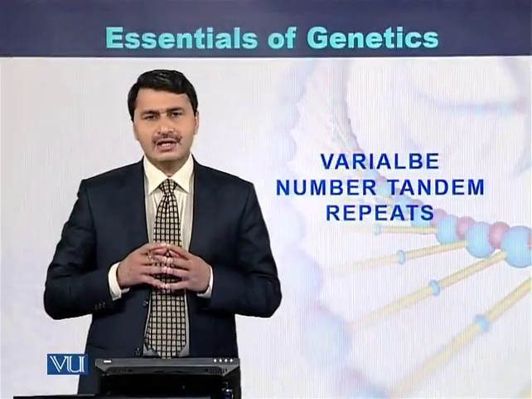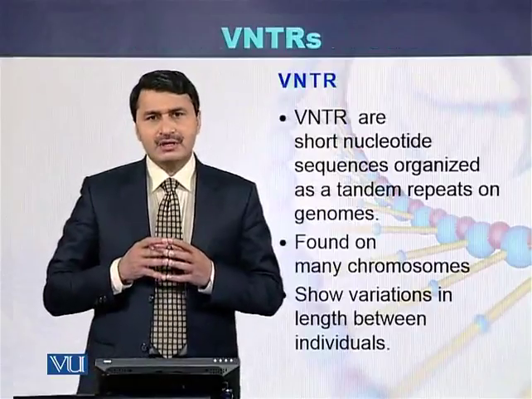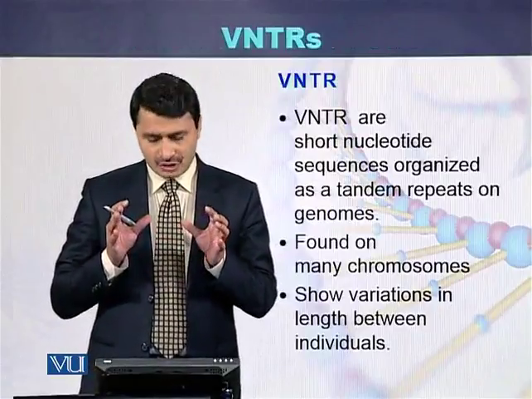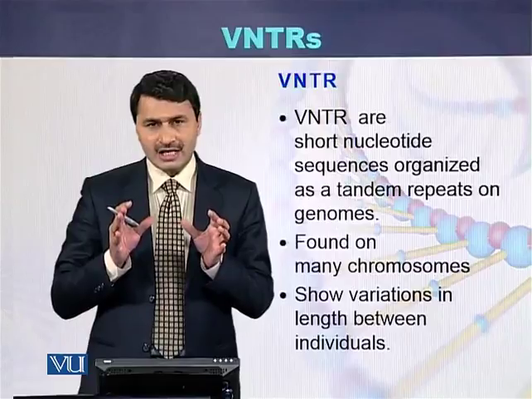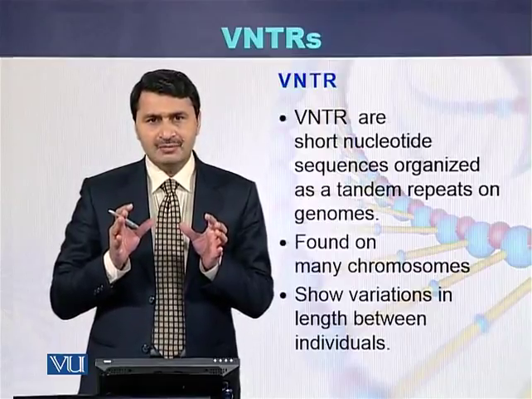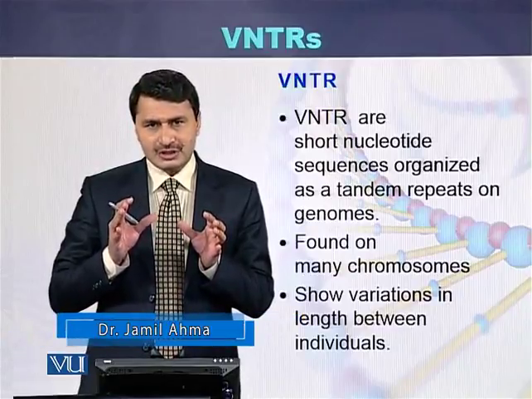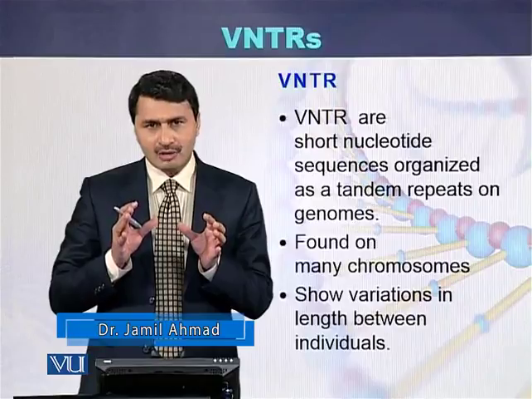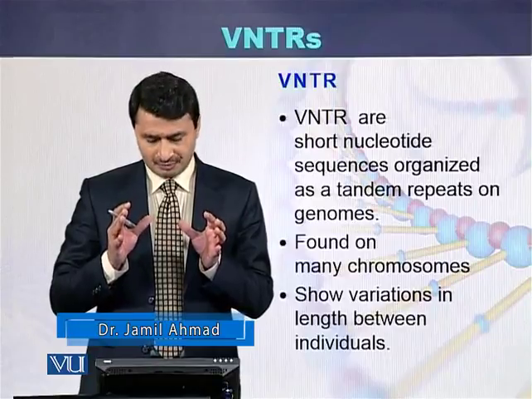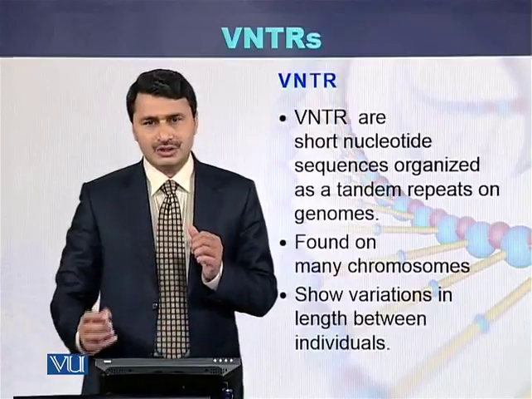Variable number tandem repeats. Variable number tandem repeats are short sequences which are organized in the form of tandem repeats on the DNA. These types of repeated tandem DNA sequences are present on almost all the chromosomes. They show variation in length between individuals.